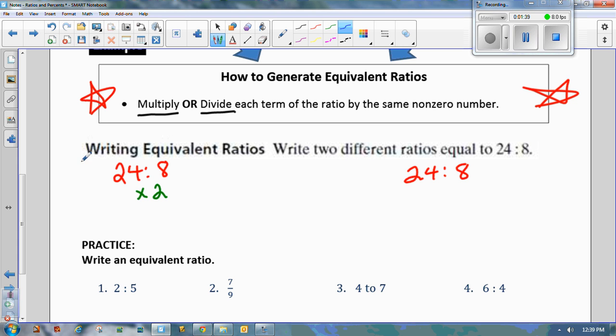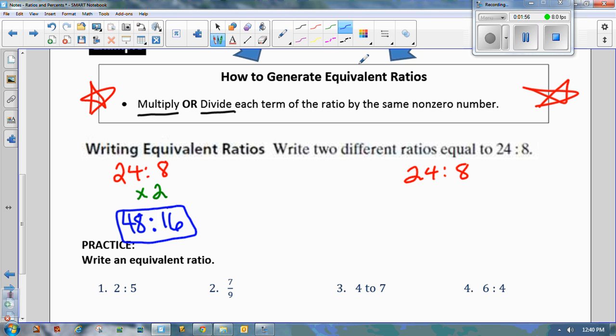So if I take 24 times 2, I get 48. Since it's in symbol form, I'm going to write my symbol. And then 8 times 2 is 16. 48 to 16 would be an equivalent ratio to 24 to 8 by using multiplication.